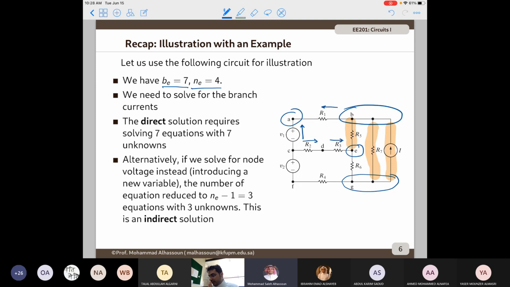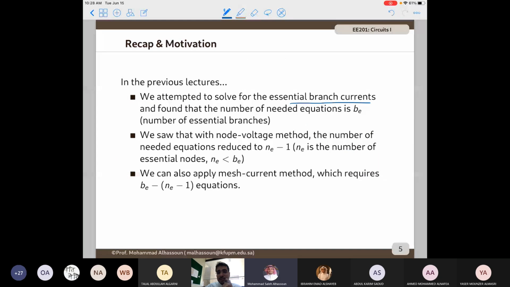And with KVL, with 6 equations from KCL, 1 equation from KVL, we can solve for the essential current branches. Notice here the following: that you need to invert. You reduce the number of equations, you reduce the dimension of the matrix from 10 by 10 to 7 by 7, but still inverting a 7 by 7 matrix is not a straightforward approach. So let's try to find an alternative approach.